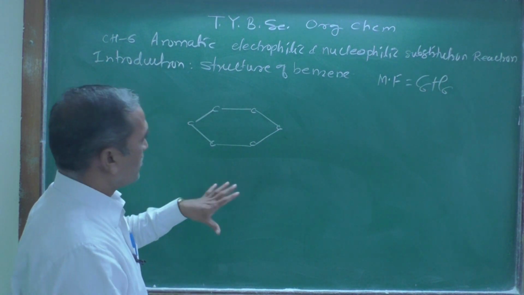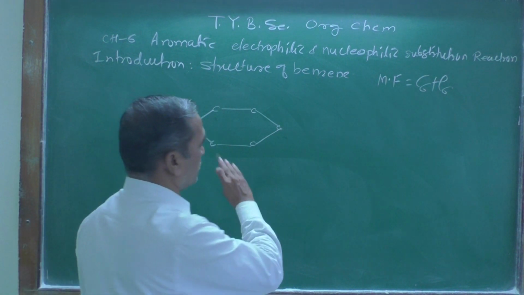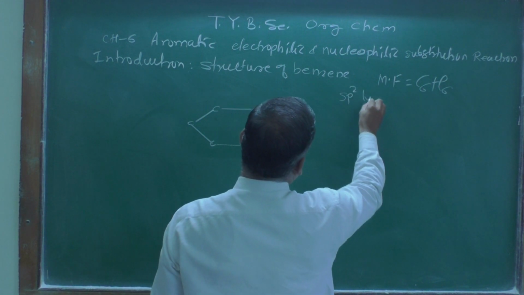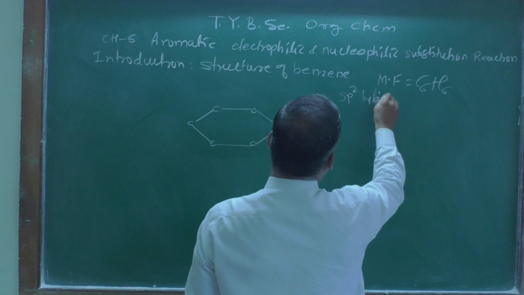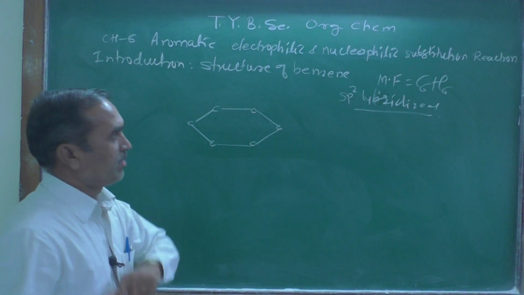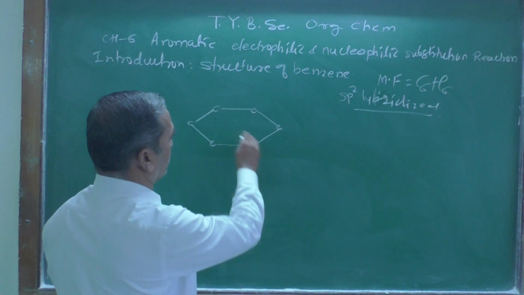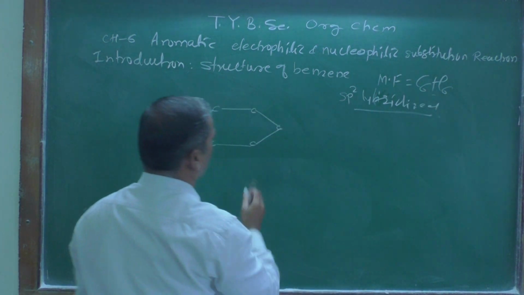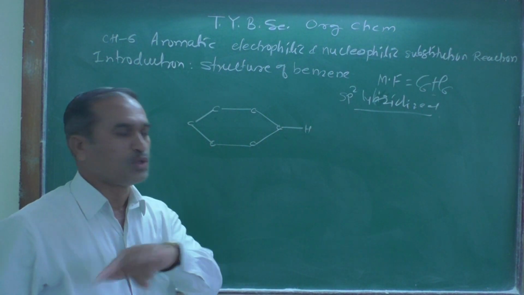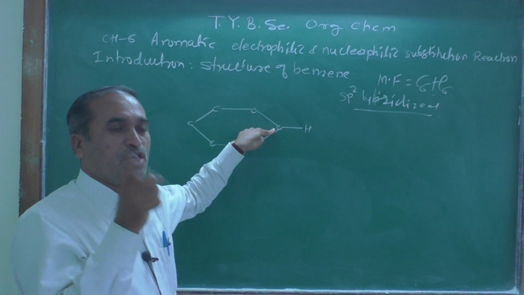How many sigma bonds? Each carbon atom is sp2 hybridized. In this case each carbon atom is sp2 hybridized. And when sp2 hybridized, now these six carbon atoms and six hydrogen atoms, the six hydrogen atoms are joined to the carbon atoms through sigma bonds, because each carbon atom can form three sigma bonds.